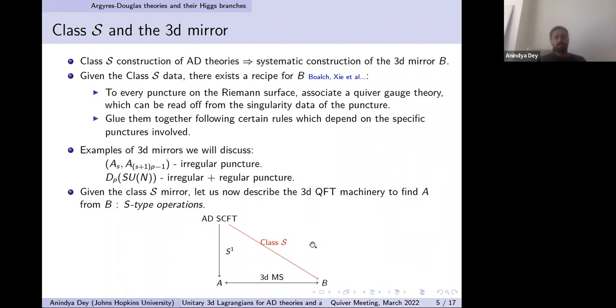All right. So now I'm going to proceed to tell you what kind of 3D QFT machinery you need to derive the Lagrangian A, given the theory B. And these go by the name of S-type operations. But before I do that, let me pause and take questions if there are any.